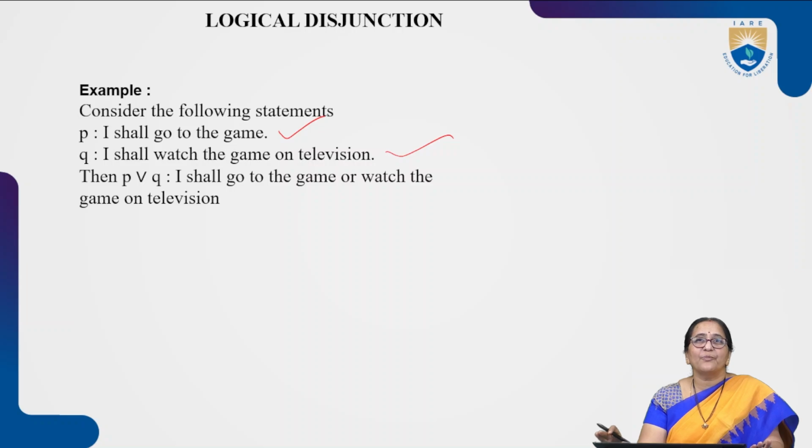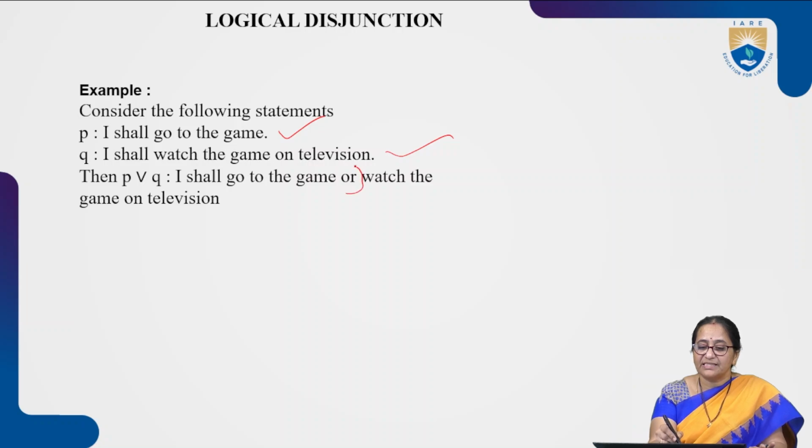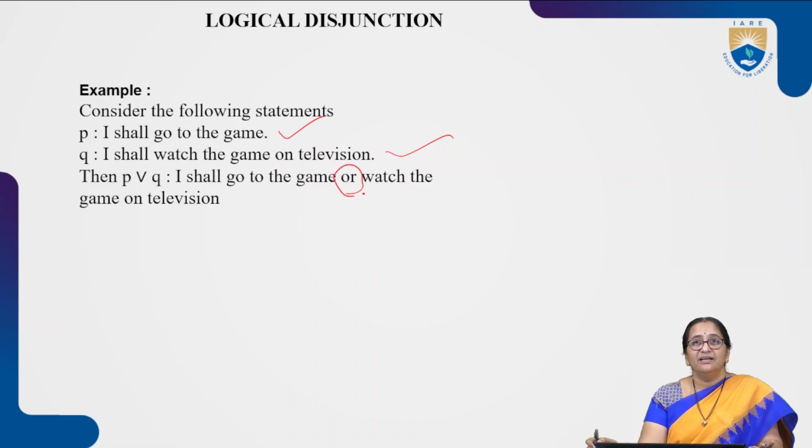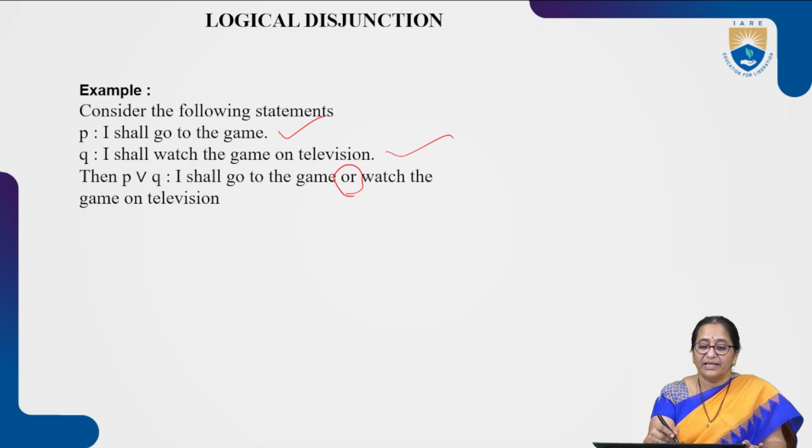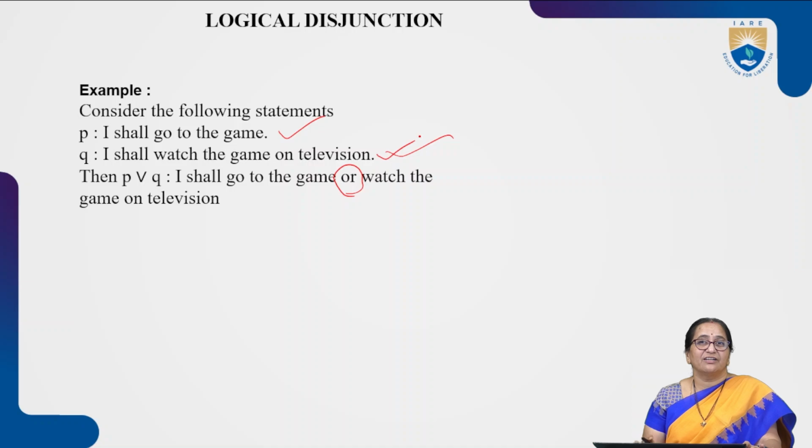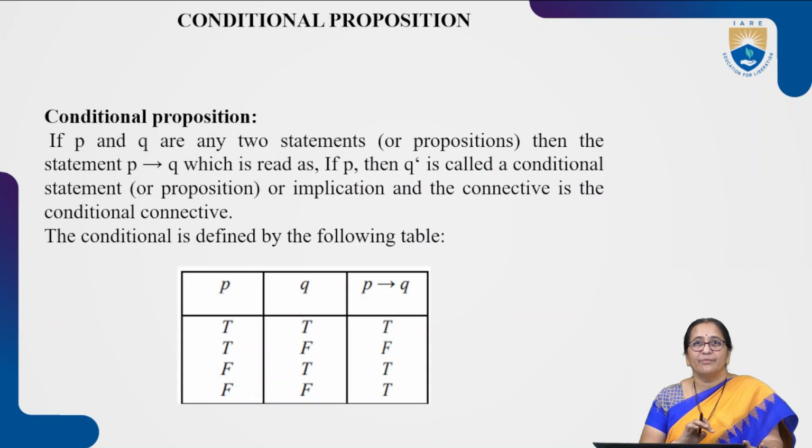Here we have the options. Yes, we can go or we can watch on the television. We are just representing it with the OR operation for the logical disjunction. I shall go to the game, or otherwise we can watch on the television also. Like that we can represent P or Q equal to I shall go to the game or watch the game on the television.